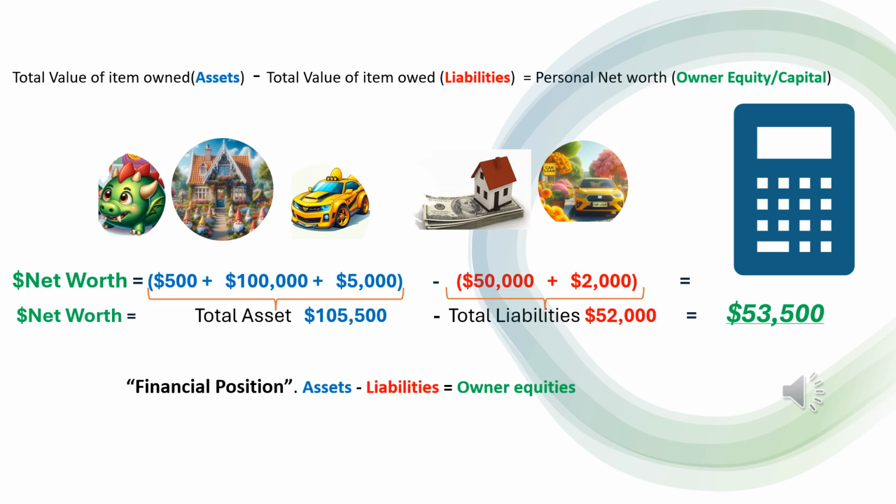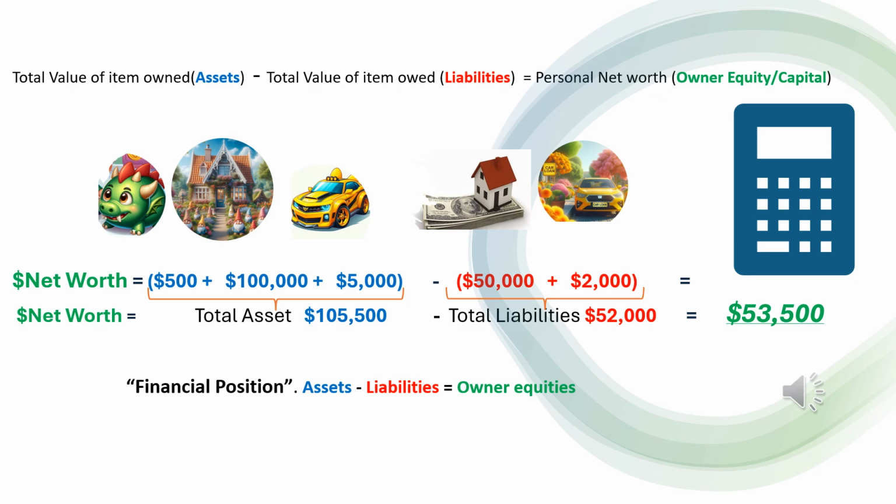Alice quickly did the math. Total value of items owned, assets, minus total value of items owed, liabilities, equals personal net worth, owner equity or capital. Your net worth is $500 cash plus $100,000 cottage plus $5,000 car. Total assets $105,500. Minus $50,000 mortgage plus $2,000 car loan. Total liabilities $52,000 equals $53,500 is your net worth.